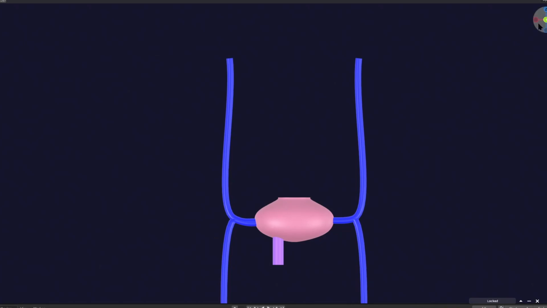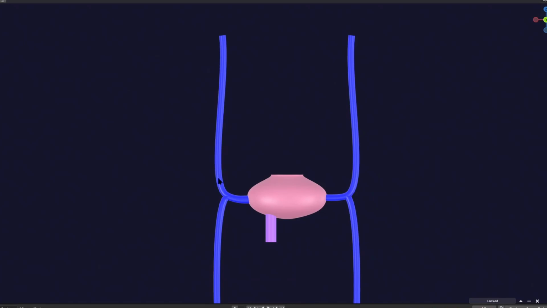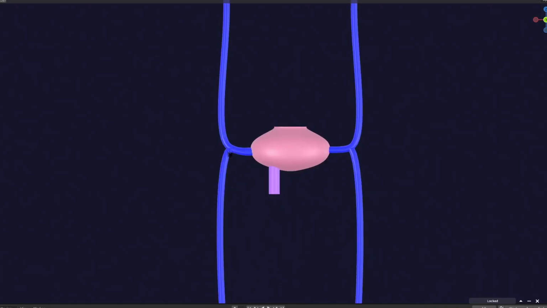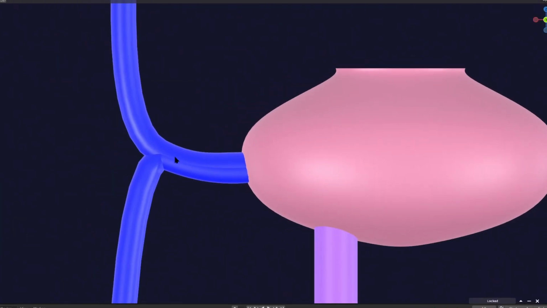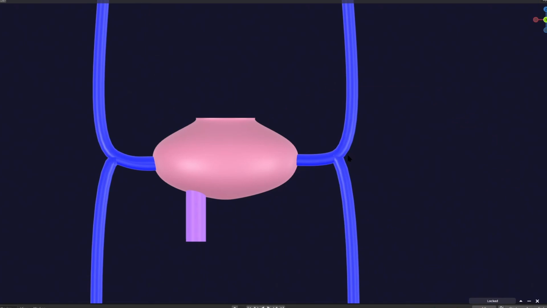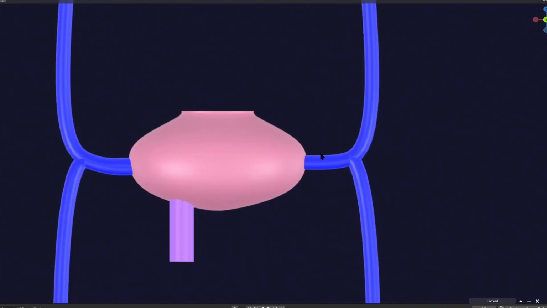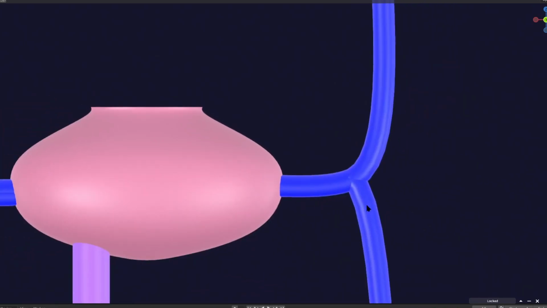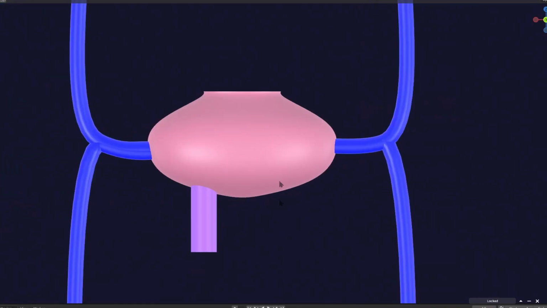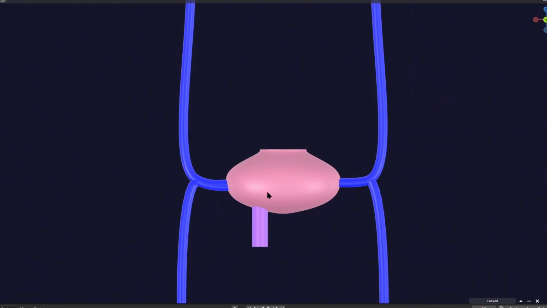Now here you can see that the anterior and posterior cardinal veins on the right side combine to form the right common cardinal vein. So here is the common cardinal vein, and similarly on the left side, the anterior and posterior cardinal veins combine to form this left common cardinal vein. Again, it is also opening like all other veins into the sinus venosus.